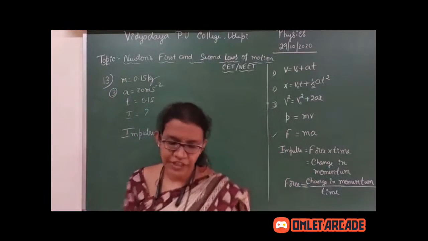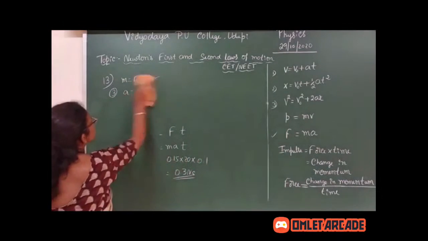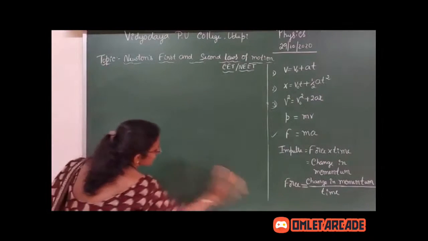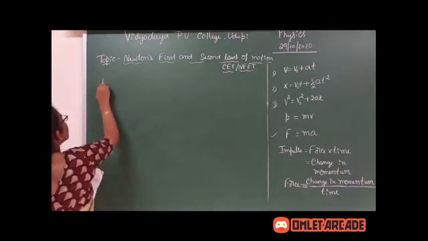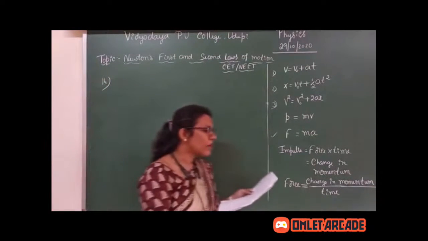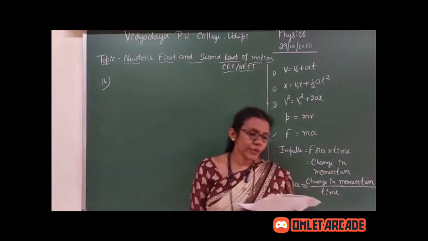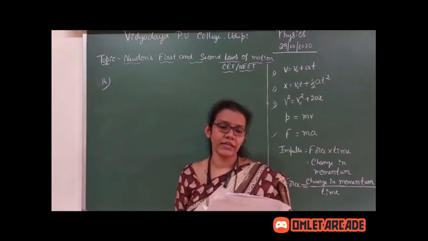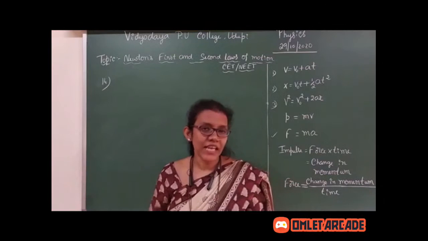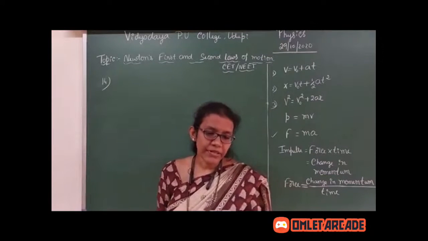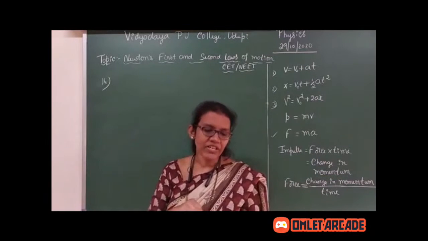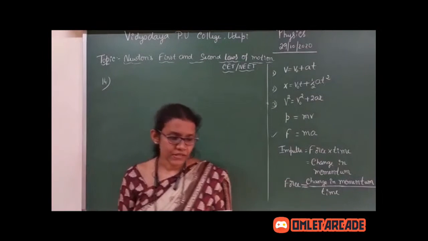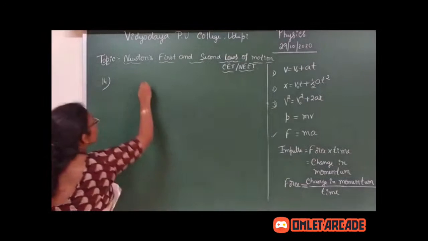Next, question number 14. A ball moving with a momentum of 20 kg meter per second strikes a wall at an angle of 45 degree. It is reflected back at the same angle and same speed. The impulse of the force is nearly. As we discussed in the previous question, question number 8, this problem is also the same.